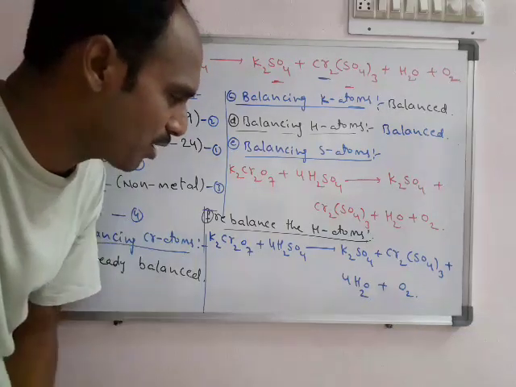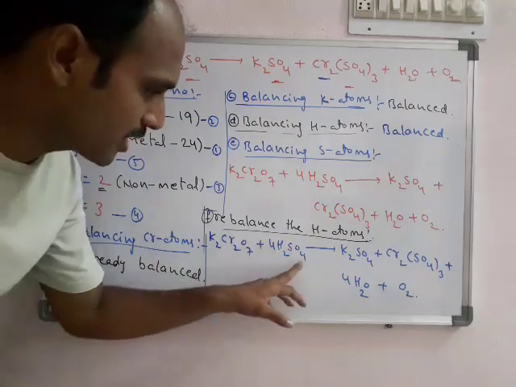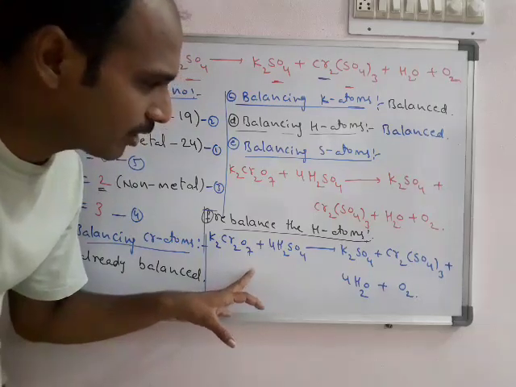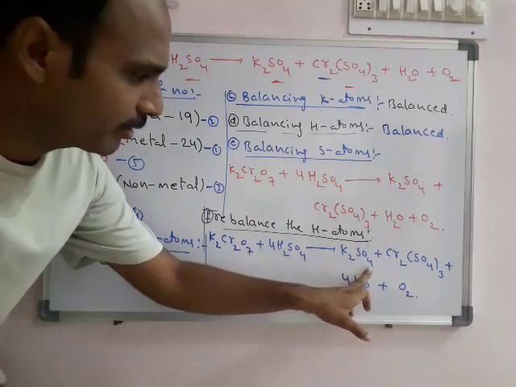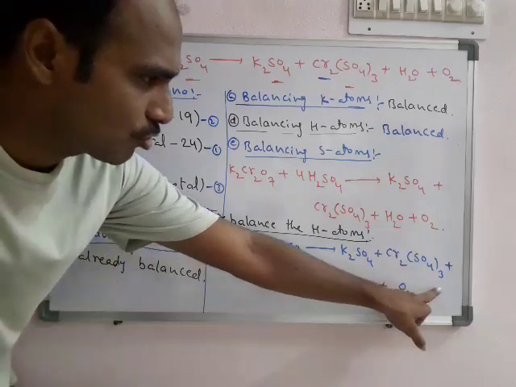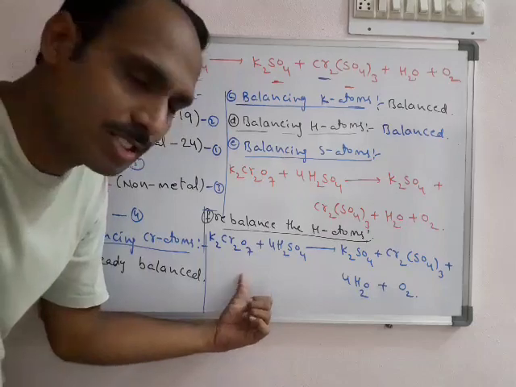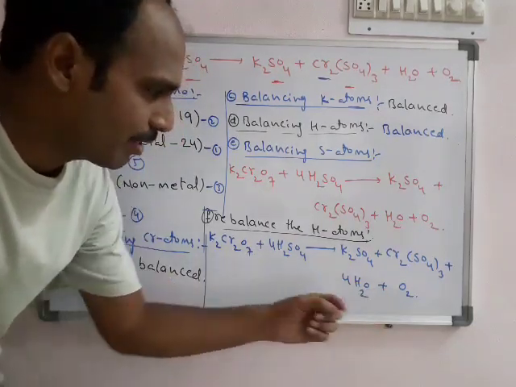Here there is an even number of oxygens, here an odd number of oxygens. Here how many oxygens? 4 times 4 is 16, plus 7, that is 23. How many here? 4 times 3 is 12, 16, 20, 22. Here 23 oxygens, here 22 oxygens. Even number, odd number.